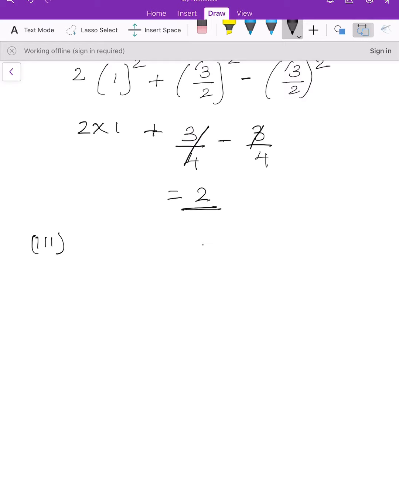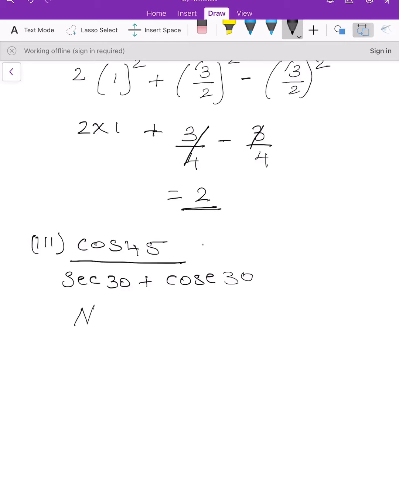The third one is cos 45 divided by sec 30 plus cosec 30. For convenience, I am taking the numerator separately and solving, then the denominator, then I will join them together. My numerator alone I am doing first. The numerator is cos 45. What is the value of cos 45? Cos 45 is 1 by root 2. This is my numerator.